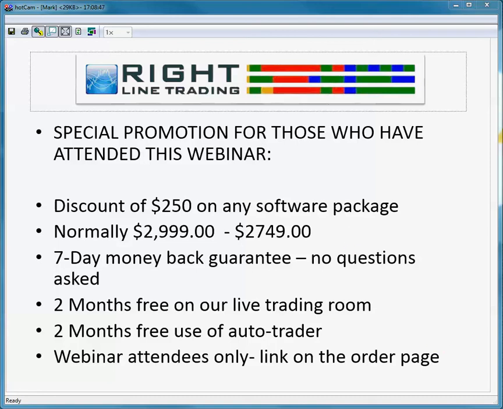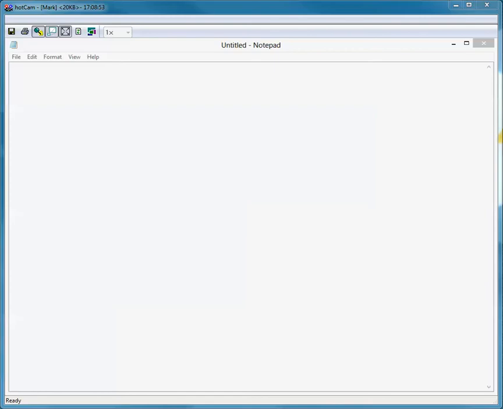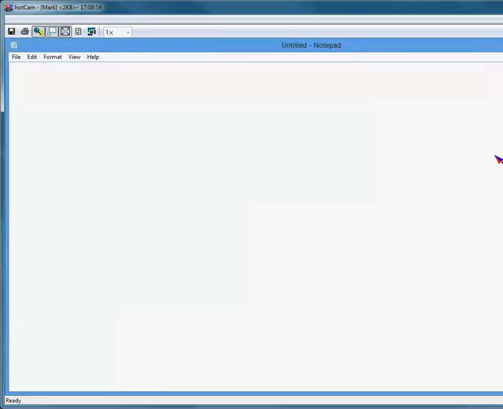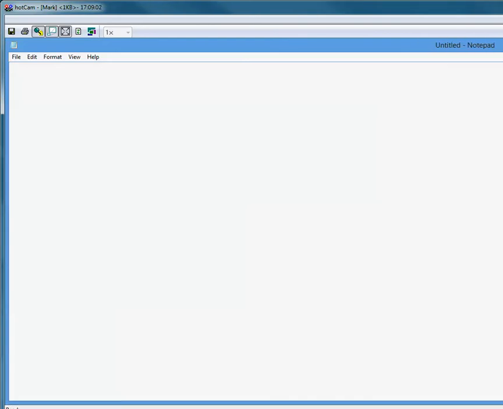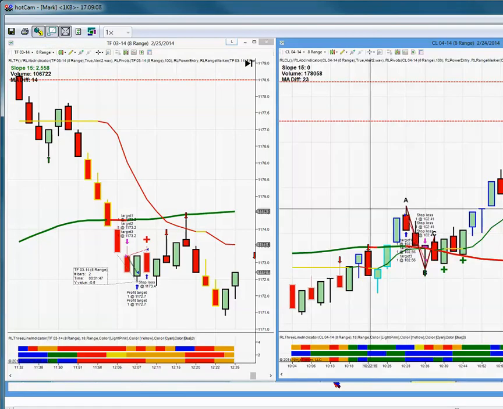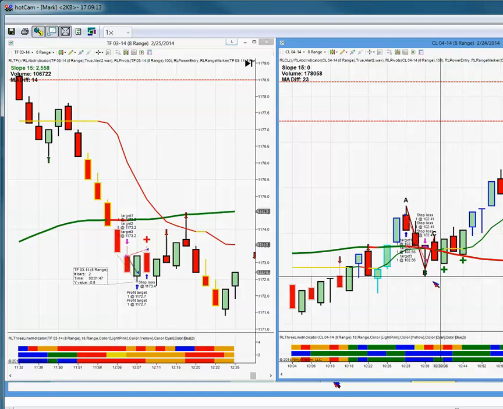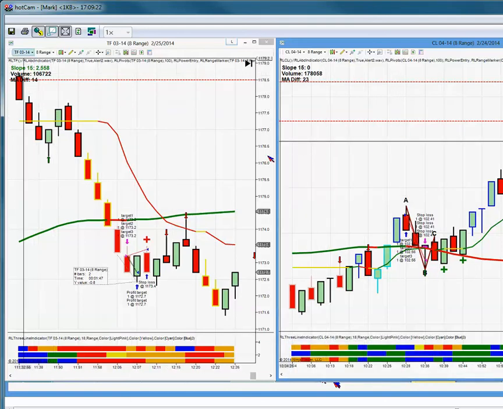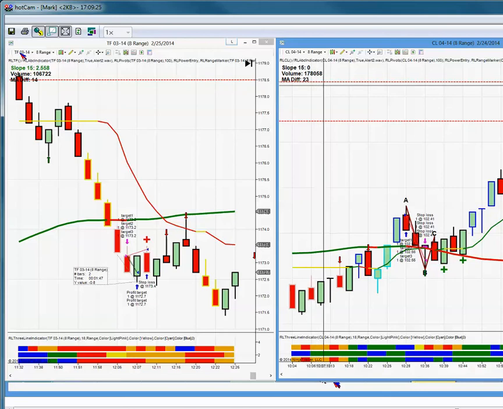Now, what I want to do now is drop the slides and actually show you our platform. So hold on one second, and let me reshare and bring up our software. Now, can you see that? Hold on one sec. Okay, good. Now you can see that on the left is the Russell, and on the right is crude oil.